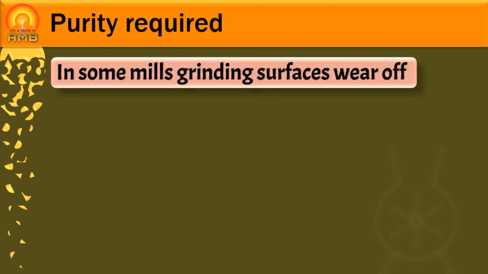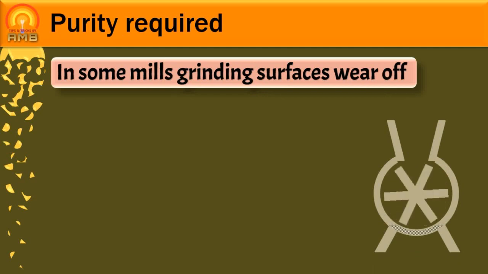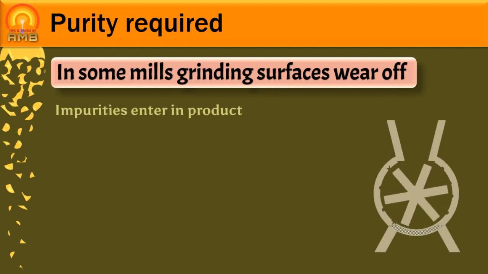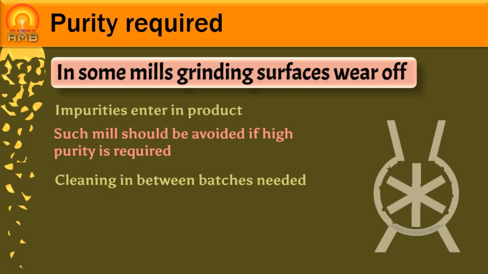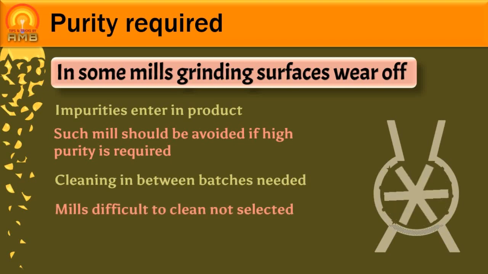Next is purity required. Certain type of size reduction apparatus cause the grinding surfaces to wear. Thus, impurities enter in the powder. Such methods must be avoided if a high degree of purity of product is needed. Cleaning of machines in between batches is necessary to maintain purity of the powder. Thus, machines which are difficult to clean should be avoided to maintain purity.